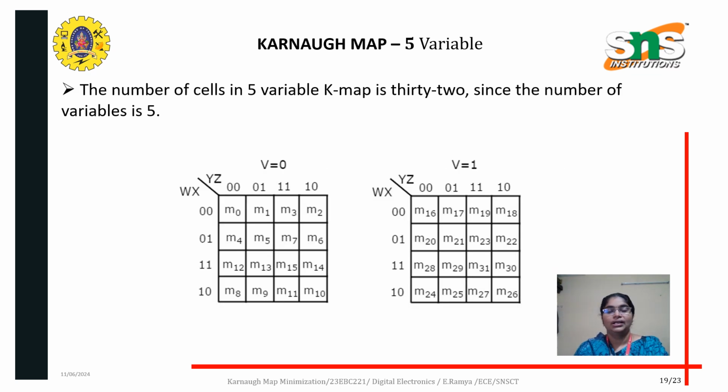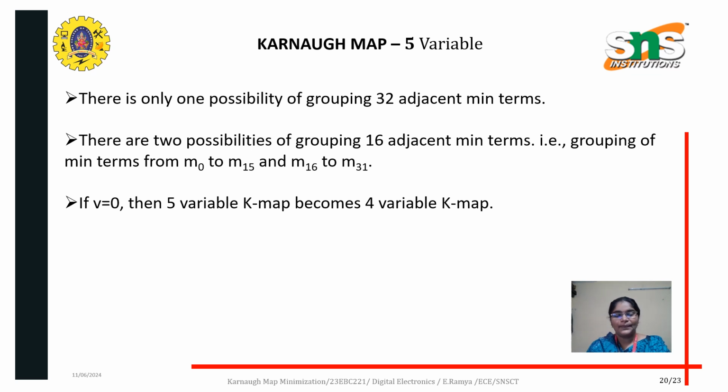Next is the K-map for 5 variables. The number of cells in a 5 variable K-map is 32, since 2 power 5 equals 32. There is only one possibility of grouping 32 adjacent minterms. There are two possibilities of grouping 16 adjacent minterms: grouping of minterms from M0 to M15 and M16 to M31. If B equals 0, then the 5 variable K-map becomes a 4 variable K-map.